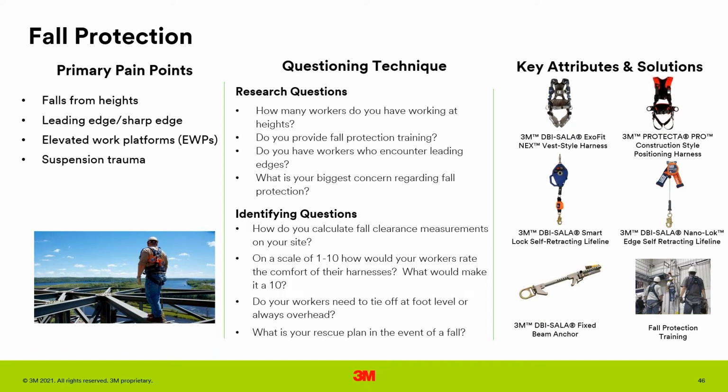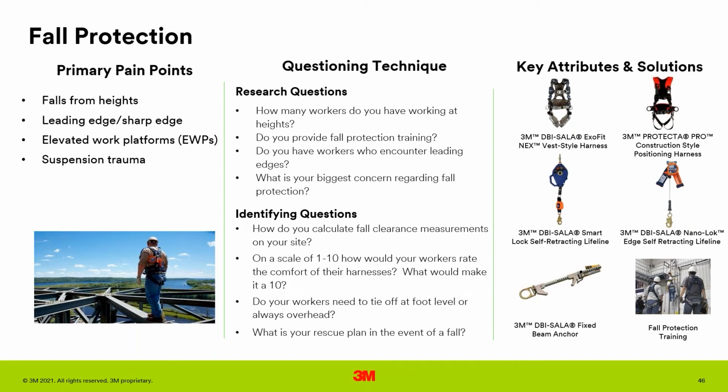Then identifying questions: how do they calculate the fall clearance measurements on their site? Ask them, on a scale of 1 to 10, how would your workers rate the comfort of their harnesses? What would make it a 10? Do your workers need to tie off at foot level or always overhead? And very important, what's your rescue plan in the event of a fall? A lot don't have one, or 911 is the answer, and we all know that 911 is not the answer.